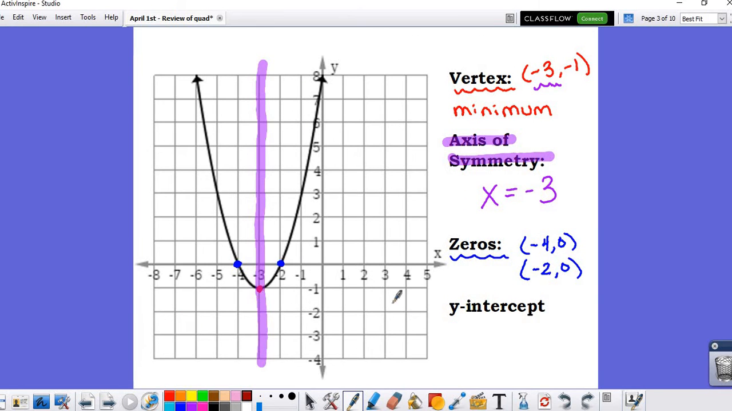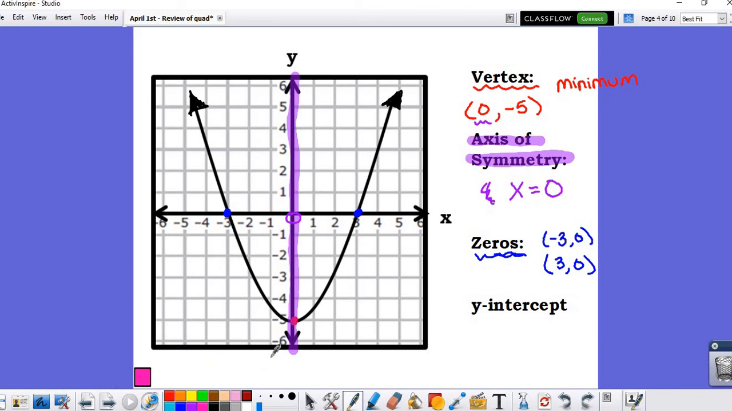All right, next one. Go ahead and tell me what the y-intercept is. And it crosses up here at 8 again. So it's 0, 8. And then the last graph, the y-intercept. So the y-intercept is actually the same thing as the vertex this time. So 0, -5. Okay, so that's a review of the different properties.